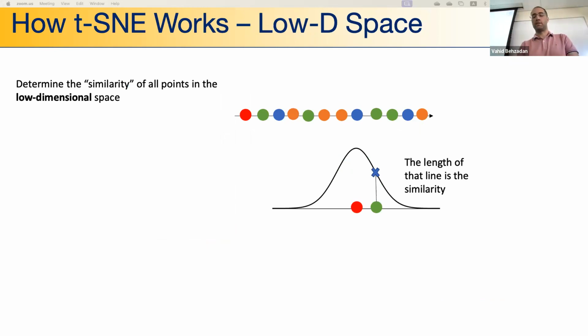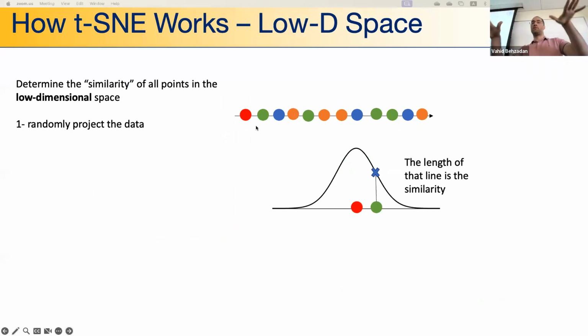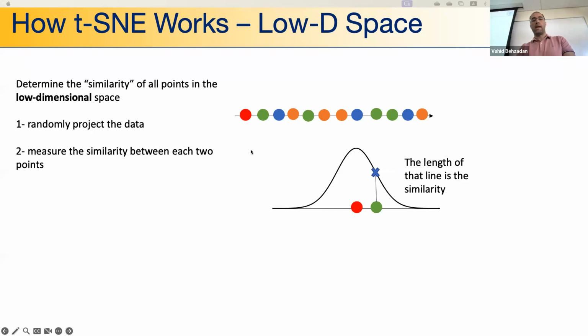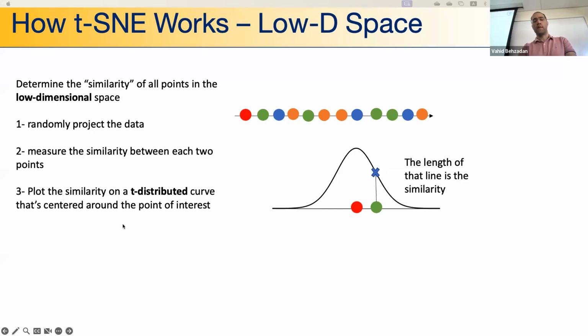So how do we do this? Basically, we start with a random projection. We randomly project our data, and we may end up with mixed sets of points like this. And then we start with the first one again and draw a normal distribution and try to calculate the similarity or the distance from each point to the red one. However, at this time, we don't plot a normal distribution.